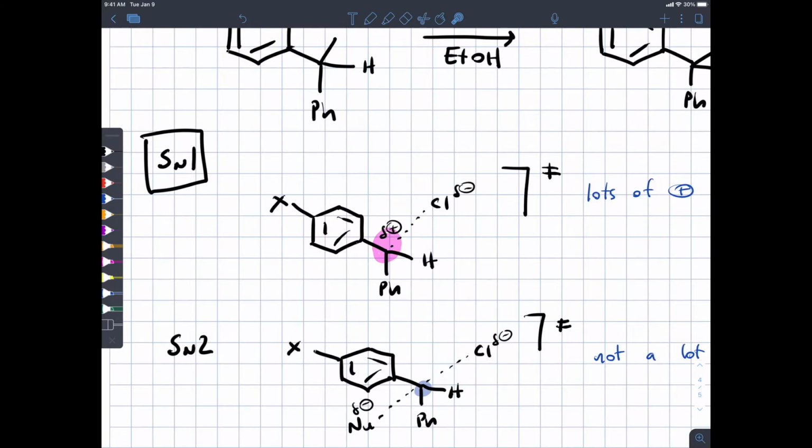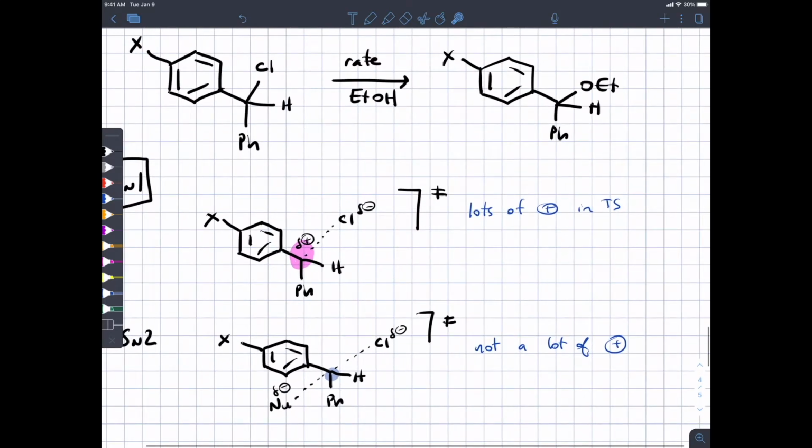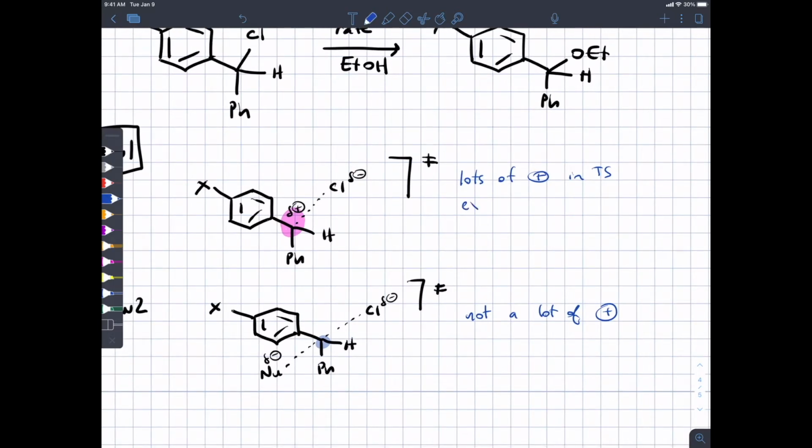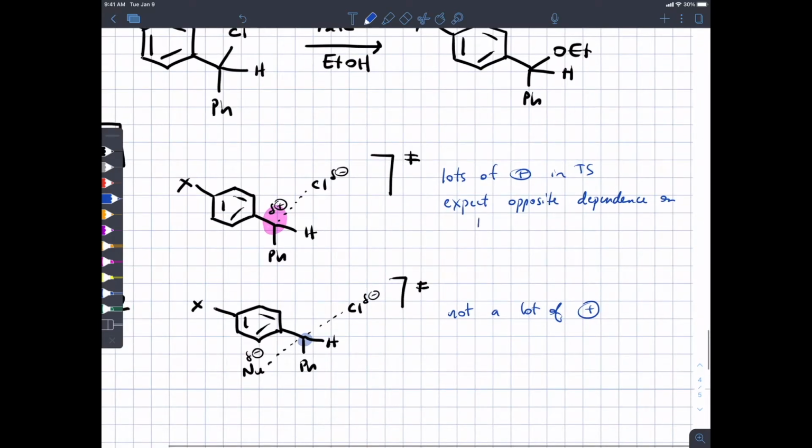You've got a positive charge buildup adjacent to the benzene ring in the transition state. So you want a donating group, because that's going to stabilize that transition state and make the reaction faster, right? That's opposite what the benzoic acid case was. Remember, in benzoic acid, you have a buildup of negative charge, so electron donating groups are unfavorable, destabilizing. So we're going to expect the opposite dependence on the sigma parameter relative to benzoic acid.